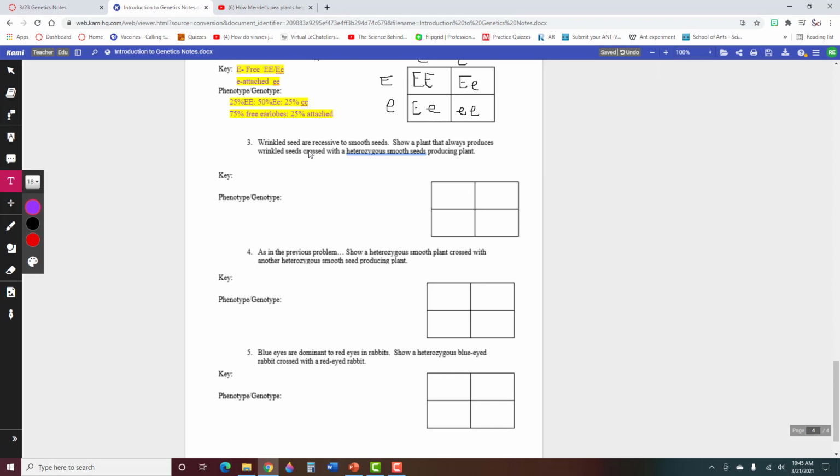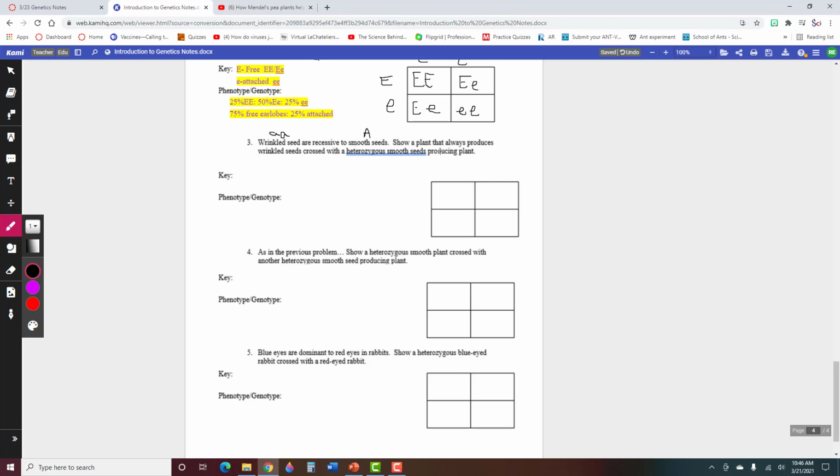Alright, next one. So wrinkled seeds are recessive to smooth seeds. So wrinkled is recessive, smooth is dominant. And for seeds, S is one of those letters that looks the same in capital and lowercase, so I'm not going to use S. And then W also looks the same in capital and lowercase, so I'm just going to go with the letter A, just to make my life easier. So we'll go with the letter A. So wrinkled would be lowercase a, lowercase a, and then smooth would be capital A, but it could be capital A or lowercase a.